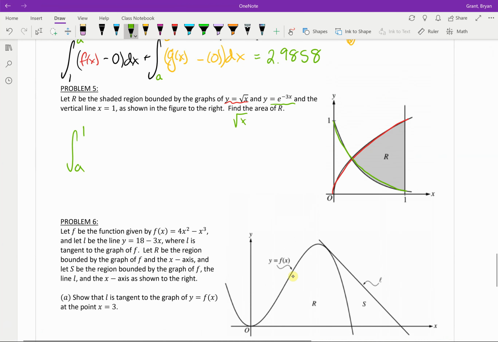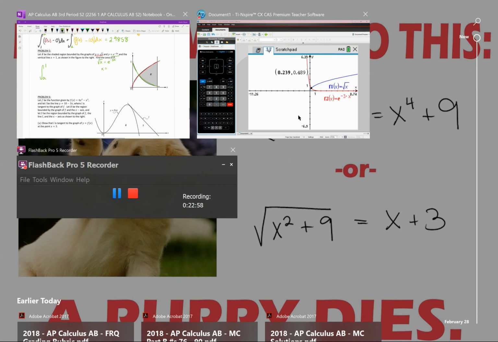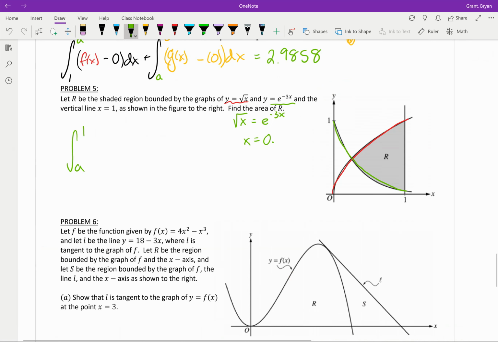So we'd say square root of x equals e to the negative 3x, and that implies that x is equal to, I don't even remember what A is, 2.239? And with some extra decimals, then I'm just going to let A equal 0.239. There we go. So from A to 1, top function is going to be my square root of x, bottom function is going to be e to the negative 3x, and we have to do dx, and we'll get our answer.